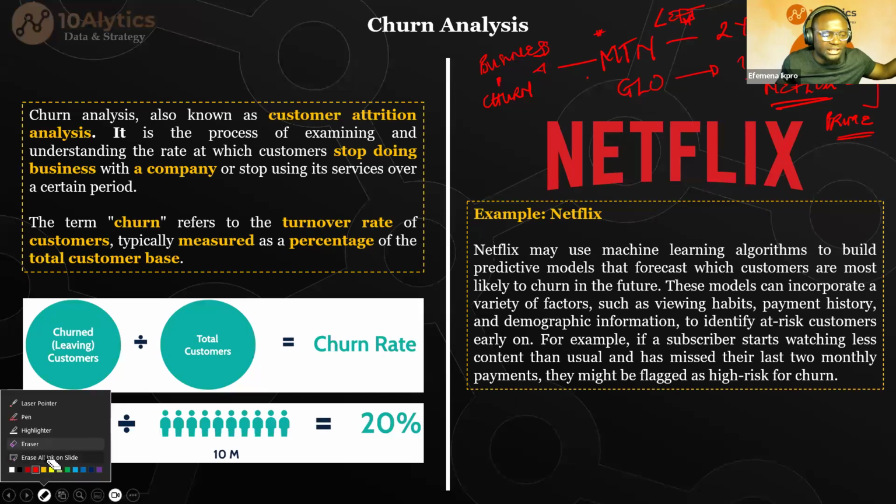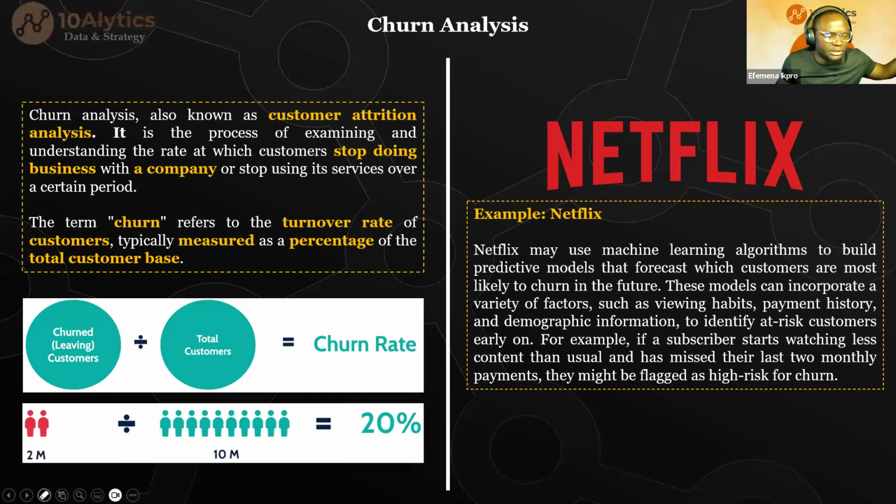So churn analysis is basically, give me a second, I'm going to get a pen. Churn analysis is also known as customer attrition. You see it here. It is the process of examining and understanding the rate at which customers stop doing business with the company. They stop. And that's exactly what you're seeing here.